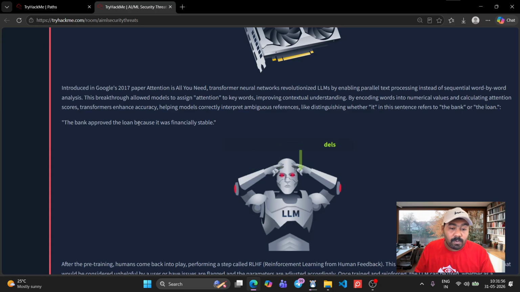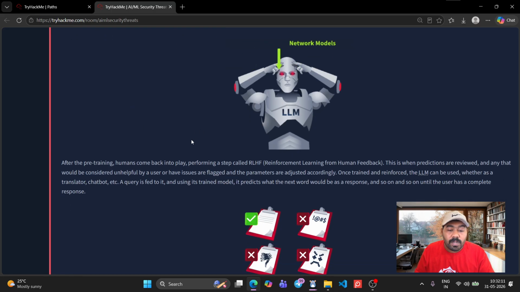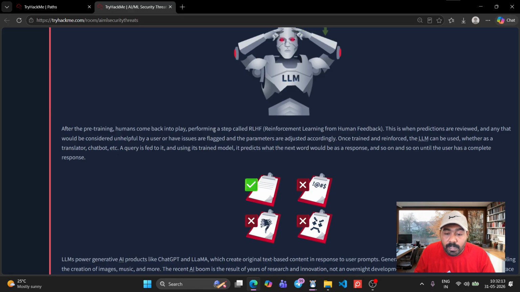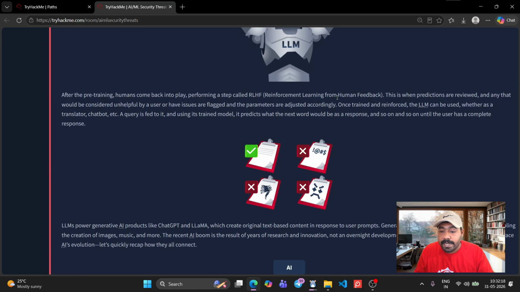So: the bank approved the loan because of it financially stable. That is the process by which an LLM fills in or corrects that blank portion. After pre-training, humans come back into play, performing a step called RLHF, reinforcement learning from human feedback. This is when predictions are reviewed and any that would be considered unhelpful or problematic are flagged. The parameters are adjusted accordingly.